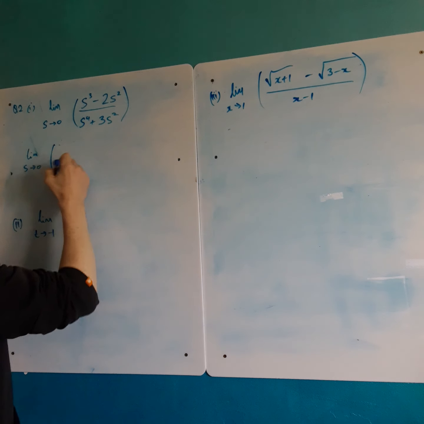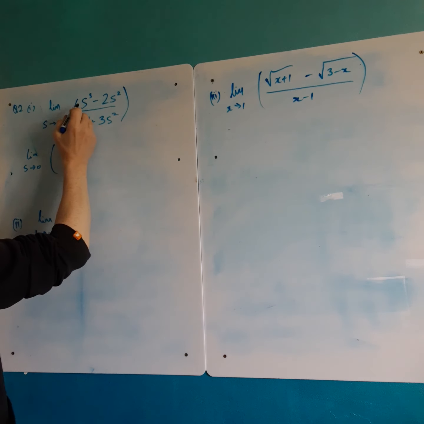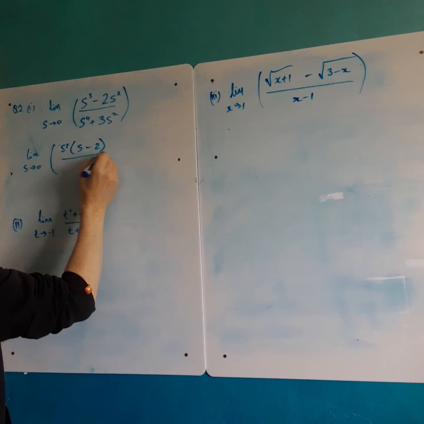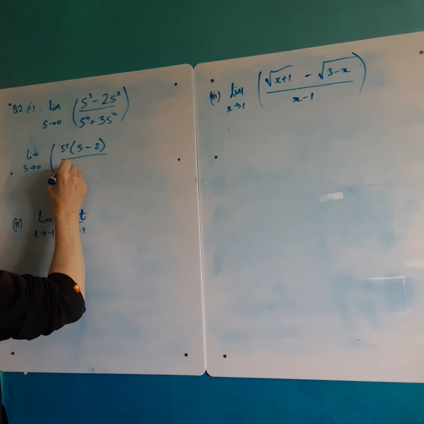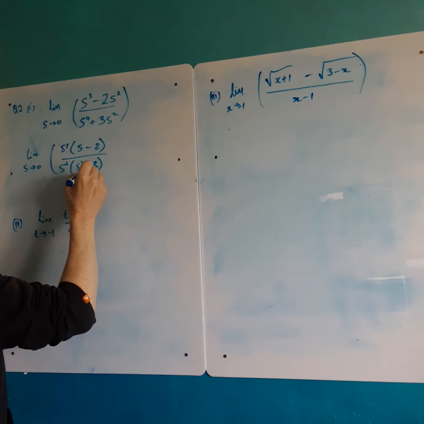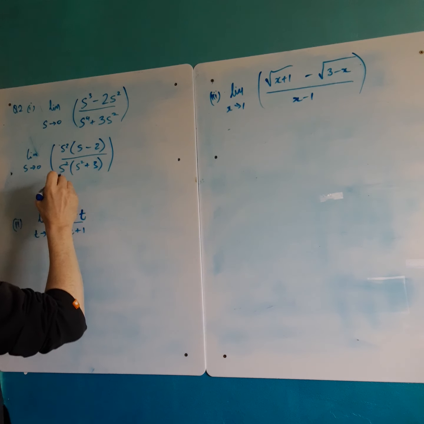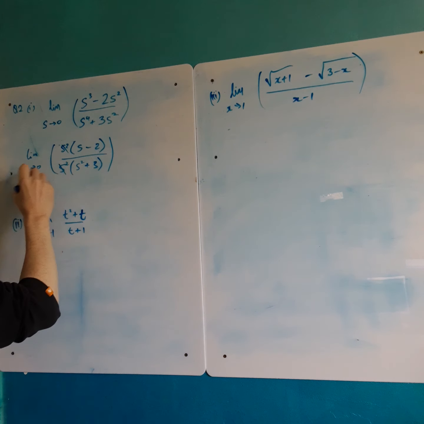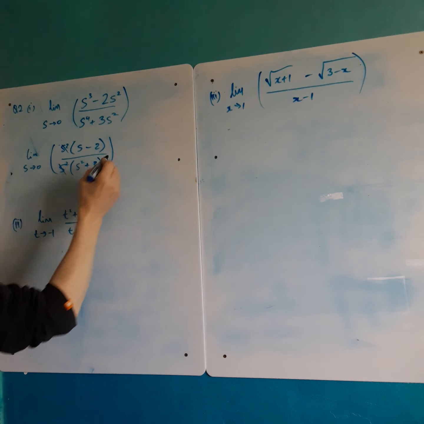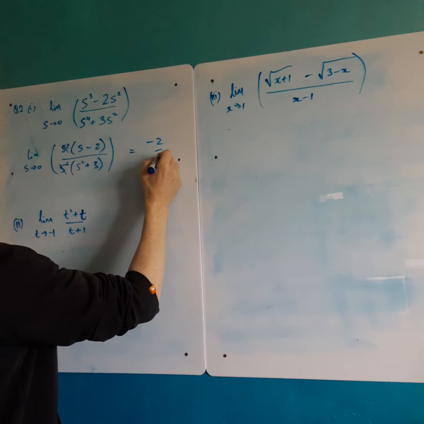So what I can do is try some factorization here. I can take s squared out of both of those, s squared into s minus 2, and s squared into s squared plus 3. Okay, so the s squareds will cancel, so I'm left with the limit as s tends towards 0 of s minus 2 over s squared plus 3, and then I can sub in, and I just end up with minus 2 over 3.